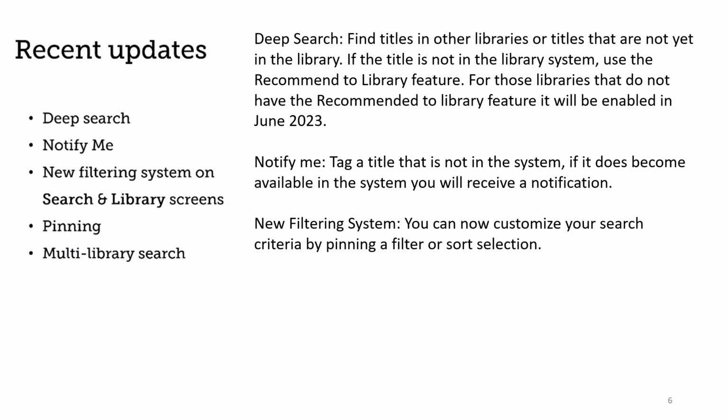Recent updates: Deep Search, Notify Me, new filtering system on search and library screens, pinning, multi-library search. Deep Search: find titles in other libraries or titles that are not yet in the library. If the title is not in the library system, use the Recommended to Library feature. For those libraries that do not have the Recommended to Library feature, it will be enabled in June 2023.